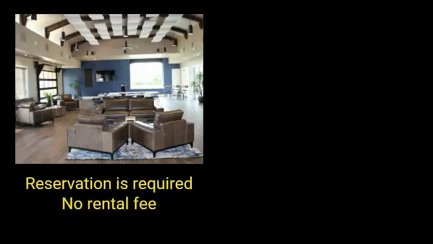In Subdivision A, the use of the clubhouse is free to members but a reservation is required. In Subdivision B, the use of the clubhouse is $50 plus a deposit of $150. When I asked the association's treasurer of Subdivision A why there is no rental fee for the clubhouse, he said that the clubhouse upkeep is included in the homeowner's dues.